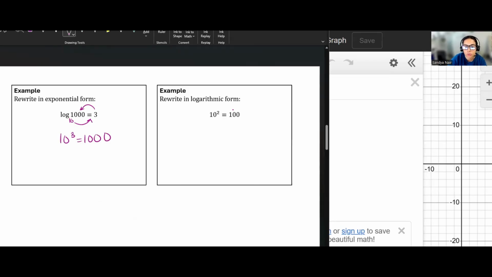If we have 10 to the 2 equals 100, well, remember that's going to be the log base 10 of 100 is equal to 2. We don't write the log base 10, we're just going to write it as log. So this is going to be the same as the log of 100 is equal to 2.